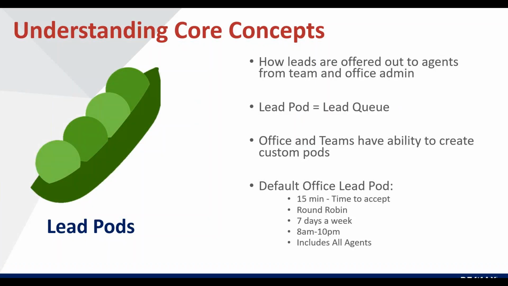This is pretty straightforward stuff. Core concepts: how leads are offered out to agents, team, and office admin. So the lead pod is a lead queue, right? So again, you can set up little pockets of leads. If I have all my buyer's agents in one pod, then that could be a little round robin. It could be its own separate queue of leads. And if I have agents that are all my listing agents or whatever, then I can do a separate pod. If I have agents that work a very specific price point, I can put all of them in a pod, and they're going to get round robin or whatever. You have a million different ways you can do this. It's going to be pretty neat. Again, times of the day, days of the week, et cetera.